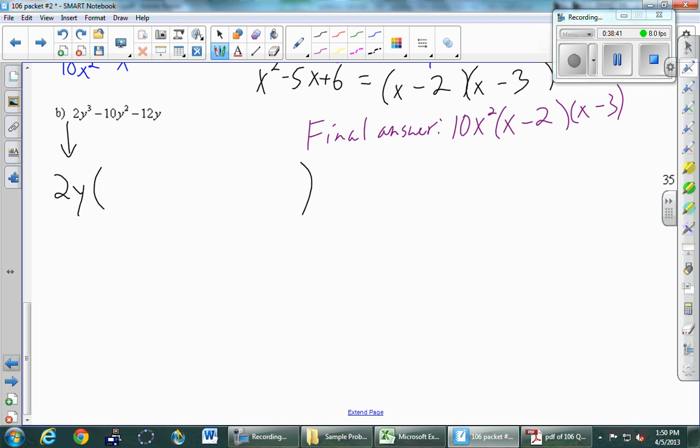So the idea is it's supposed to be 2y cubed. You're going to factor out a 2 and a y. So you're going to divide this guy right here by 2 and y. What happens when you divide by 2?